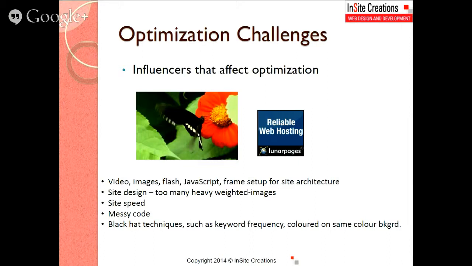The same with images. Images cannot be read by the search engines. All they see is that it's an image. So again, there are ways you can put alternative text, we call them alt tags, on each image to describe what the image is.